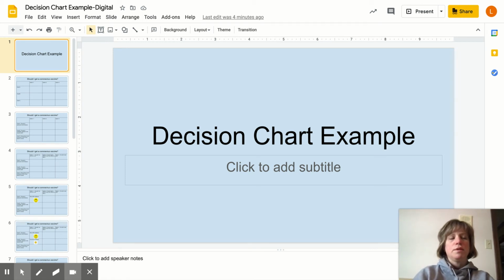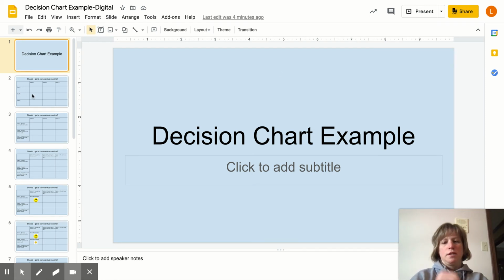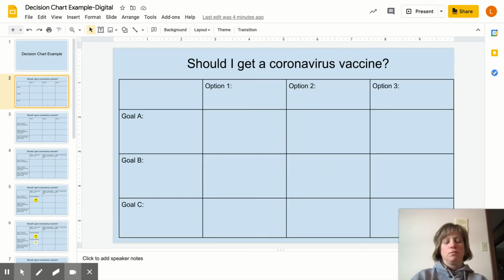You will actually be doing a decision chart around the question about what's the best energy plan for our planet's future. Let me show you this question that I have been grappling with recently, whether or not I should get a coronavirus vaccine. I think lots of folks are dealing with this same question as the technology has come out.